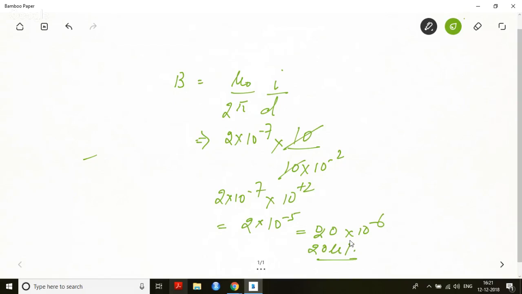Second question, I'm orating the question. Find the ratio of magnetic field at a distance 5 centimeter and 50 centimeter from a long straight current carrying conductor. So there is a long straight current carrying conductor, and you have to find the ratio of magnetic fields at 5 centimeter from it and 50 centimeter from it. Suppose at 5 centimeter the magnetic field is B1, at 50 centimeter the magnetic field is B2. You have to find B1 is to B2.